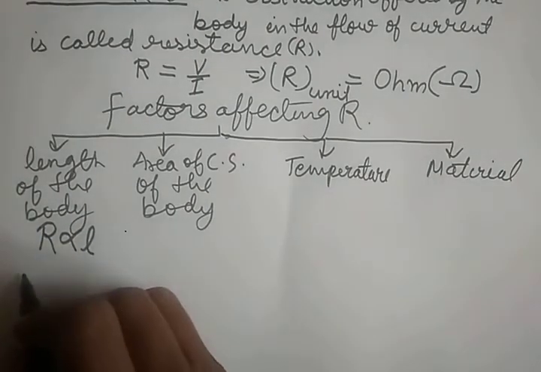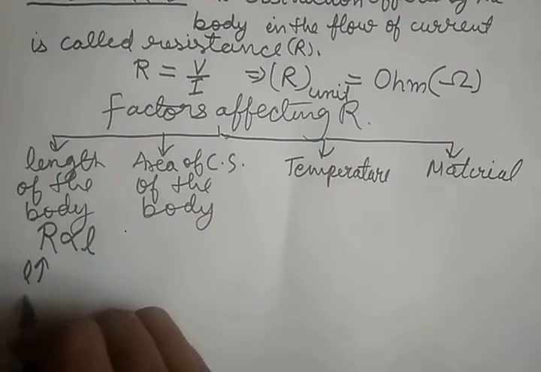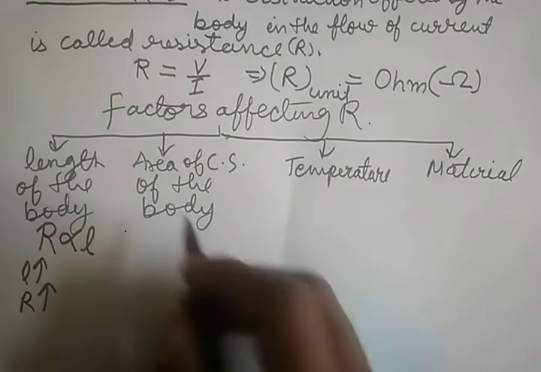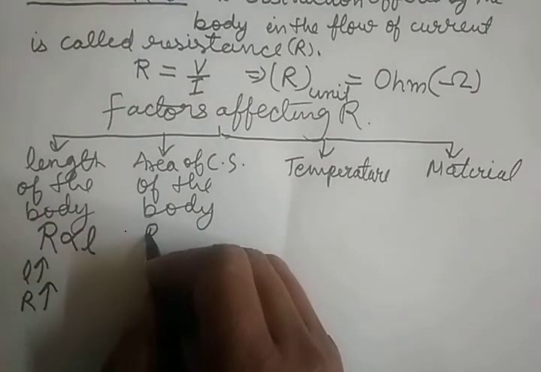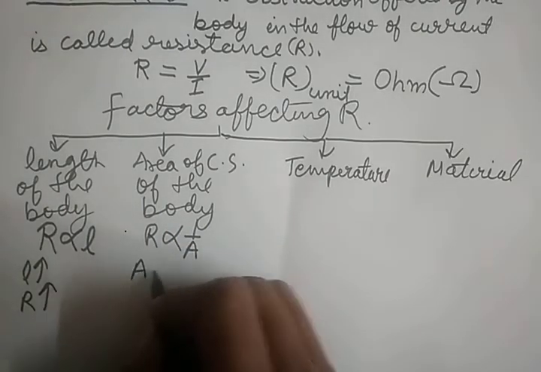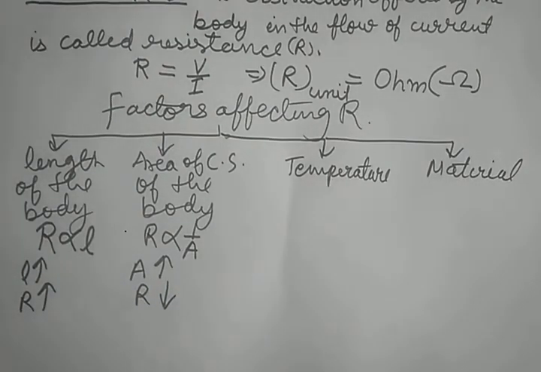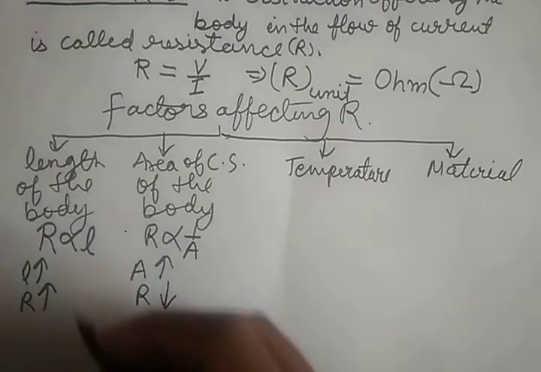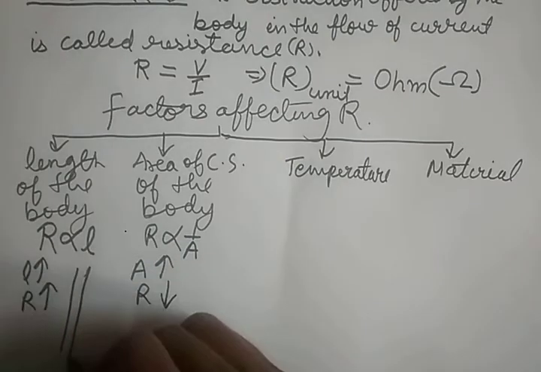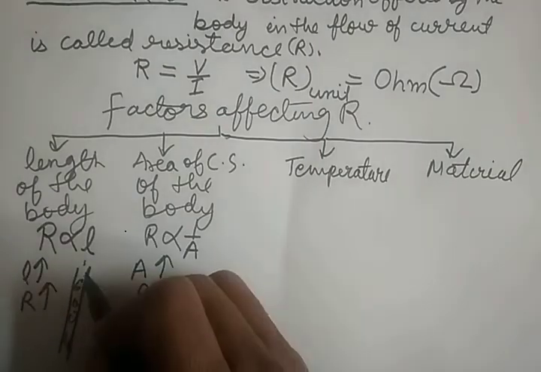It means if L increases, if we use a longer wire, then resistance will also increase. Now in terms of area of cross section, it is inversely proportional to area of cross section. It means if area of cross section increases, then resistance decreases. We can take an intuitive example for that. If there is a long and crowded road, we will face more difficulty to cross it.